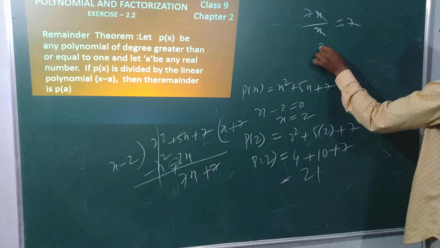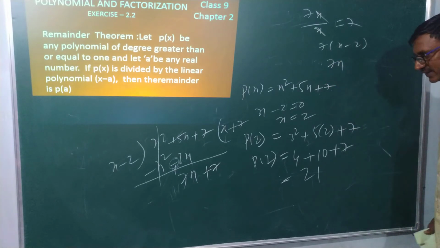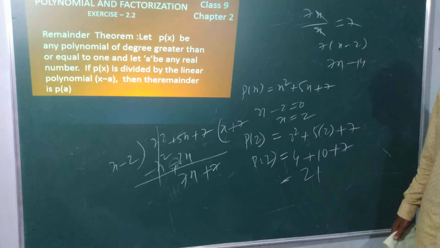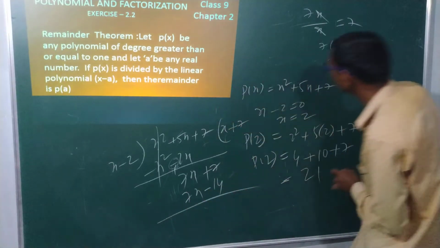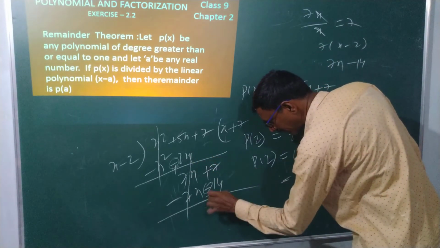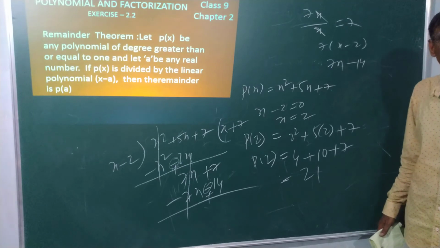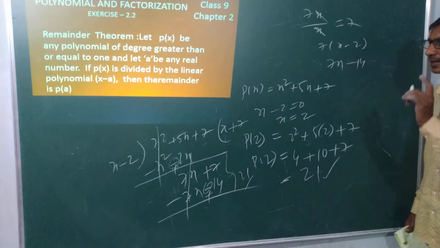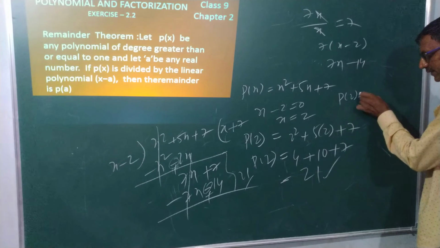And 7 multiplied with x minus 2. 7 into x, 7x. 7 twos are 14. Can I write it down here? Minus 14 and here 7x. By subtracting, these two get cancelled, this becomes plus. 7 plus 14, how much? 21. Am I right or wrong? 21. We get the remainder. That's the reason we are telling P of 2 is equal to 21.